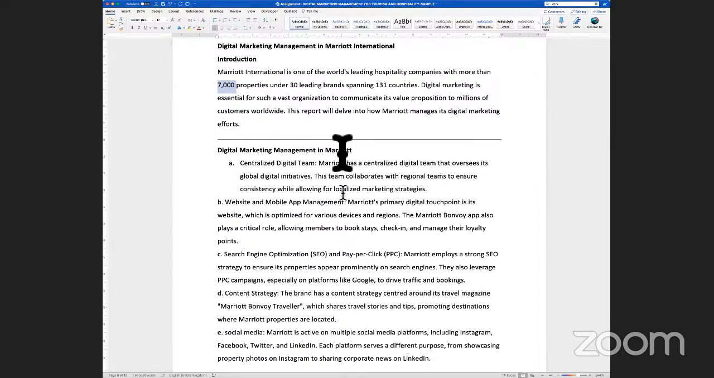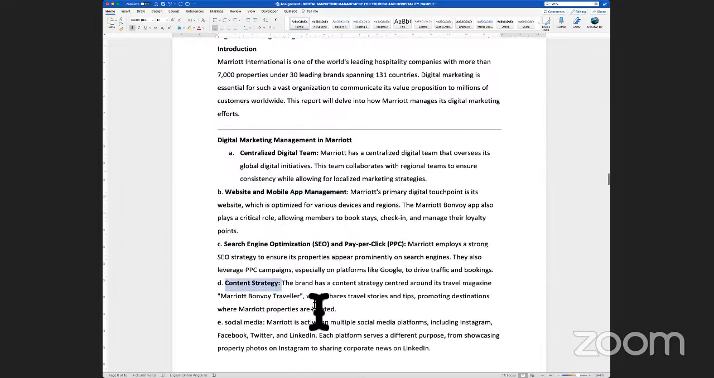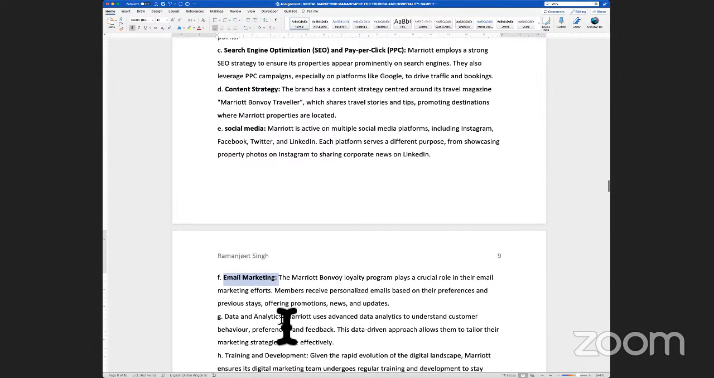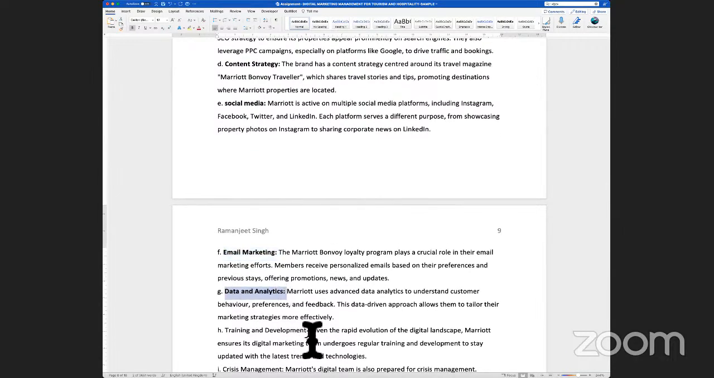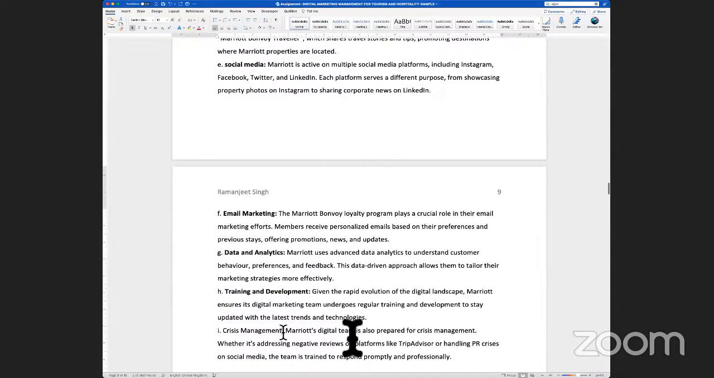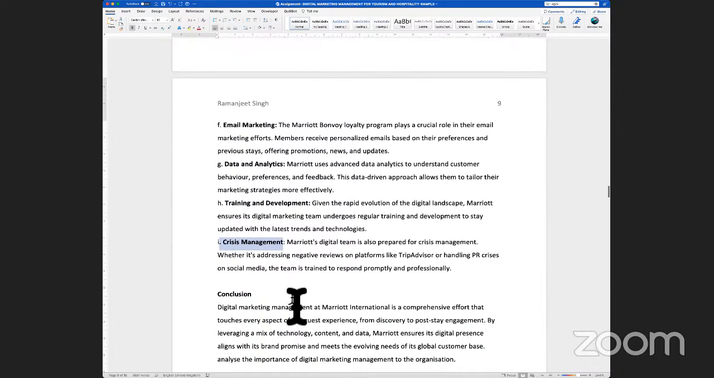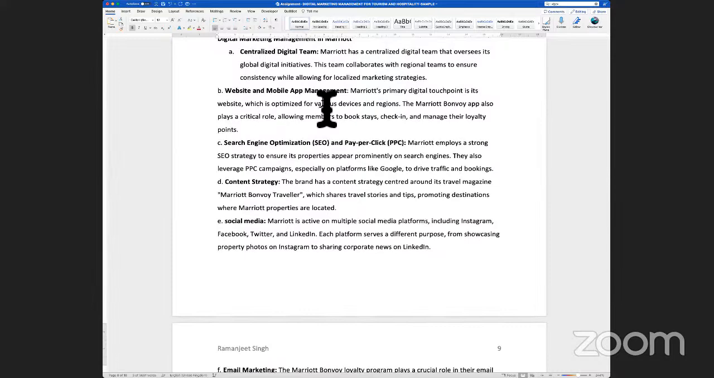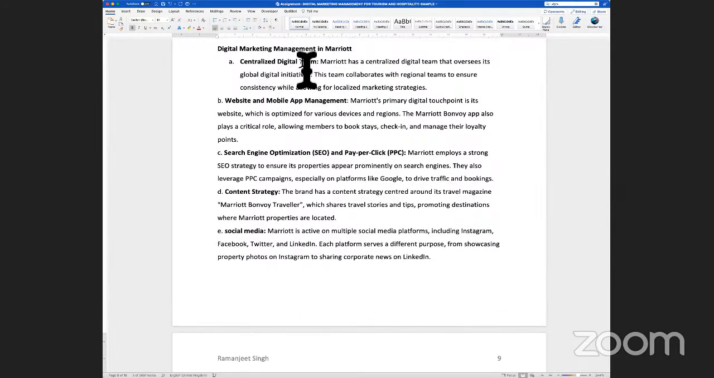Now, when we go into the first part, it talks about digital marketing management and how it is managed within the organization. So here, I've chosen a couple of points which are related to the key theoretical concepts. If we go onto the Marriott hotel websites, what we generally see is that their management of digital marketing content or digital marketing activities tends to happen through many different avenues. They have a centralized digital marketing team which works with different regional teams and agencies. They look at website and mobile phone management.